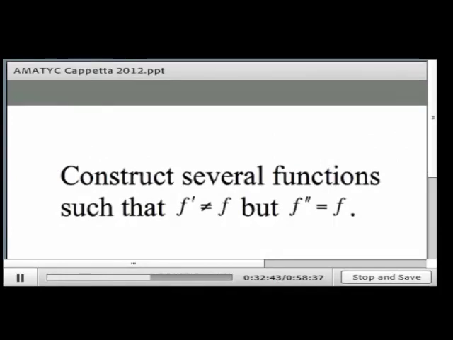Here's some questions I like to sort of get in that regard. Namely, construct several functions such that f prime is not the same as f, but f double prime is the same as f. So can you think of some that would behave that way? You know what we're doing here? We're doing a differential equation. But that's not what we want our students to do at this level. We want them to think about some of the functions that they've looked at. And this is the question I use to sort of introduce the hyperbolic functions, looking at hyperbolic sine, hyperbolic cosine, or e to the negative x. That would be a way for us to get at that.